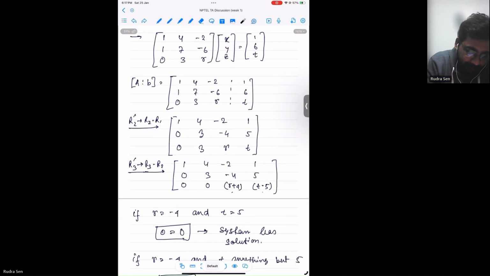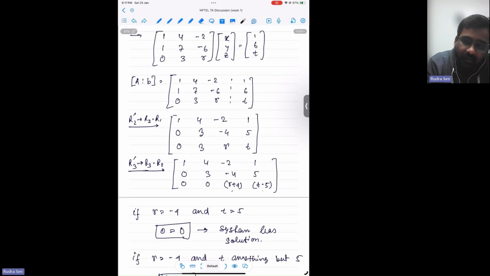After getting this new format of the matrix, we need another operation because we get the pivot element over here. We have to make this element 0 so that our matrix becomes an echelon matrix. To make this term 0, we have to change row 3. So the new row 3 prime should be R3 minus R2.